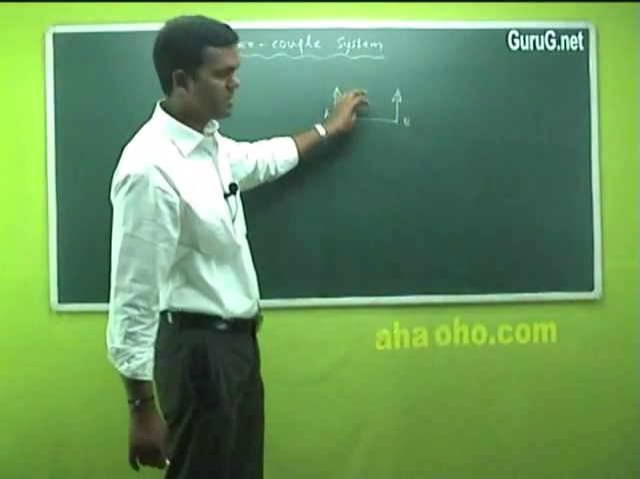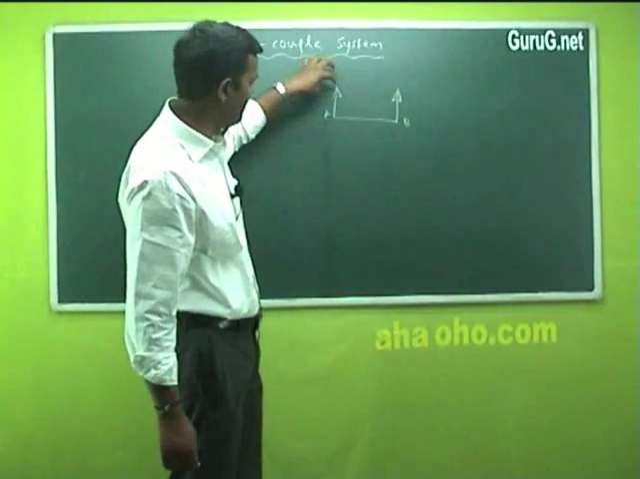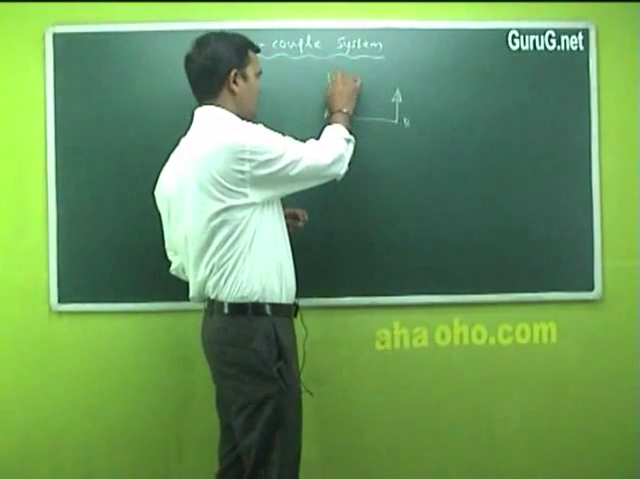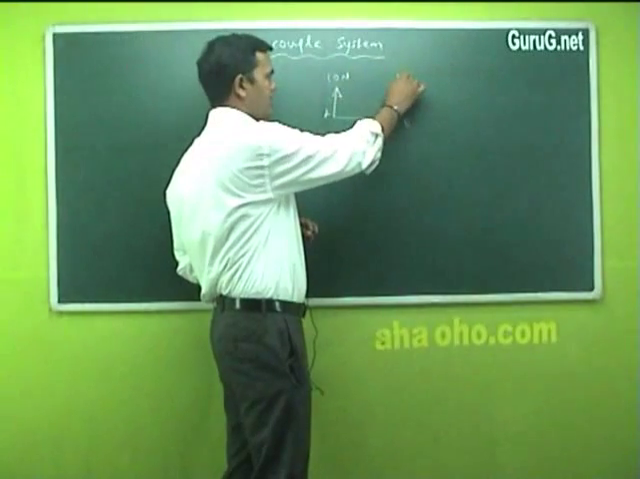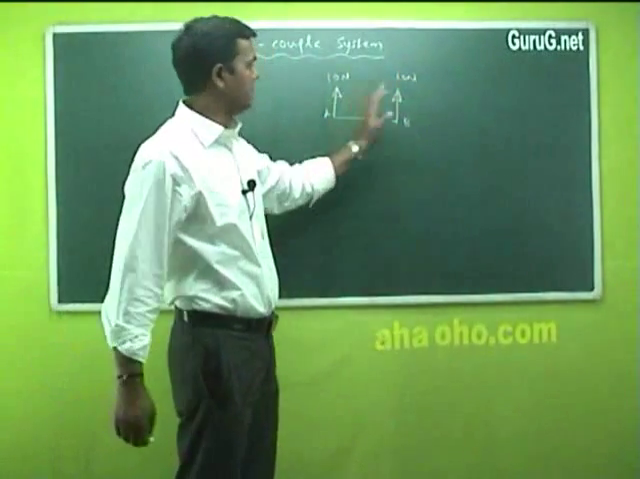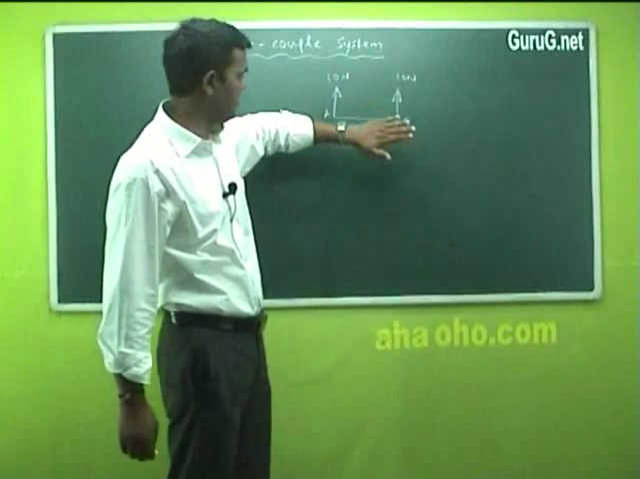Here I can add these forces. Force at A, suppose this is 10 Newton, and at point B another 10 Newton, as an example, it becomes 20 Newton. That's what we have studied.